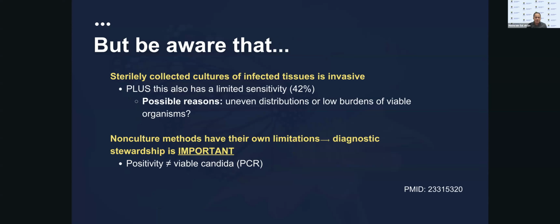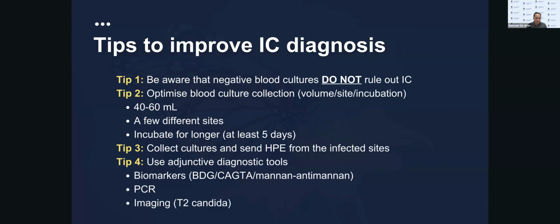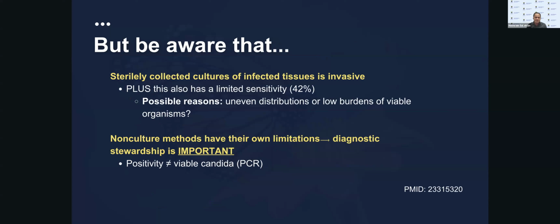But be aware also, I said just now for tip number 3 and tip number 4, right? For tip number 3, sterilely collecting culture from the infected tissue is invasive, especially when you're talking about hematological patients who have low platelets. This can actually be invasive and cause harm to the patient. Plus, you must remember it has limited sensitivity. But if you combine infected tissue culture sampling with blood culture and the non-culture method like serum BDG, you may increase the detection rate of IC. So you usually use this in combination.